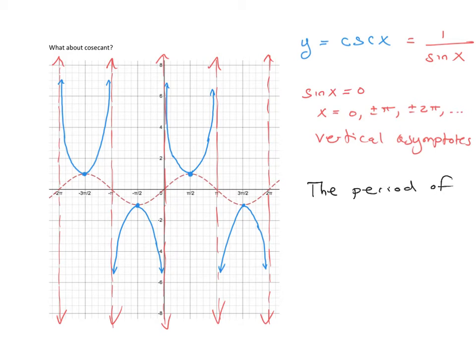The period of cosecant is 2 pi. The same as for sine. You get this piece up here, you get this piece down here, and it's this thing that is copied and pasted forever in both directions.